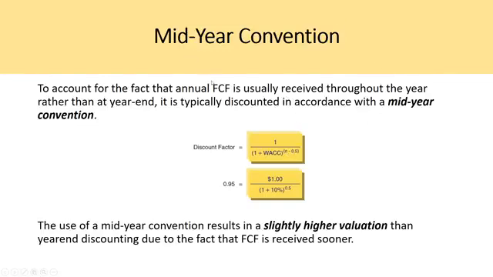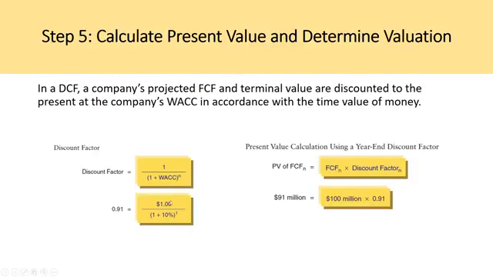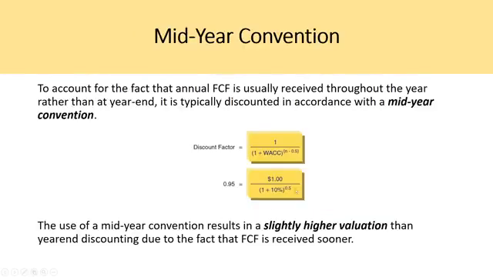So we're assuming that we're going to discount it at the middle of the year rather than at year end, right? So that same weighted average cost of capital of 10%, instead of discounting it at the power of 1, we're discounting it at the power of 0.5. So we've realized that cash in mid-year, the discount factor is significantly higher, and so the use of the mid-year convention results in a slightly higher valuation than year-end discounting, due to the fact that free cash flow is received sooner. So it's a big assumption.